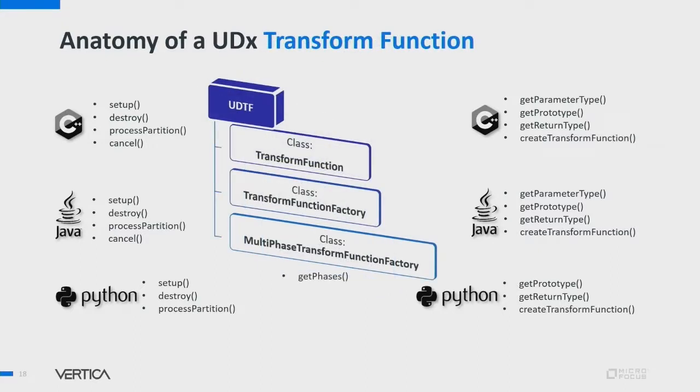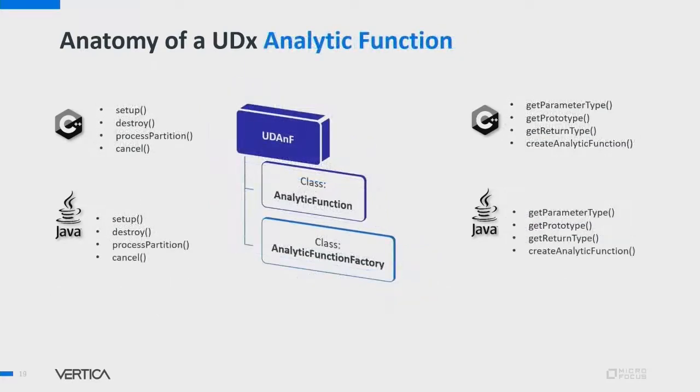Transform function has pretty much the same structure. The only difference is that instead of process block, you have process partition. As you remember, to call a transform function, you have to use the OVER clause with a PARTITION statement inside. Analytic functions are available as well. And also in the function factory, similarly as in other cases, you have the information about the prototype for that particular type of UDX, meaning what arguments it accepts, the parameters, as well as the returned data types.